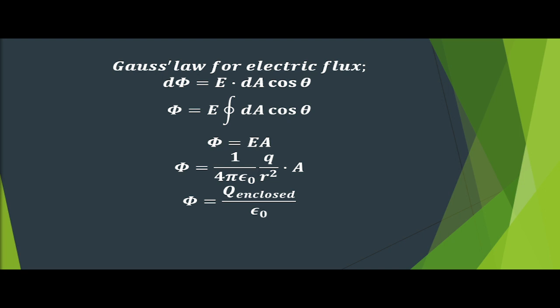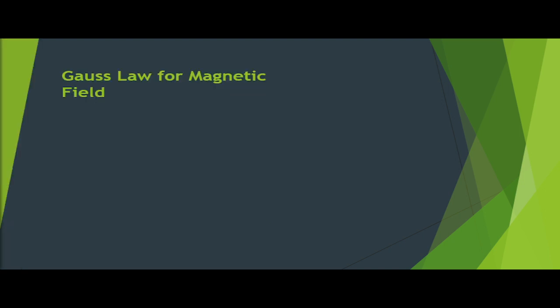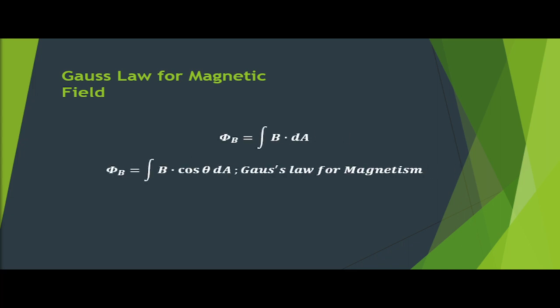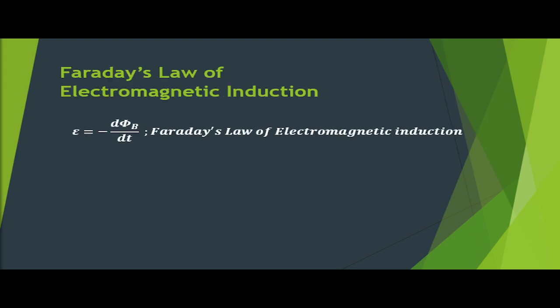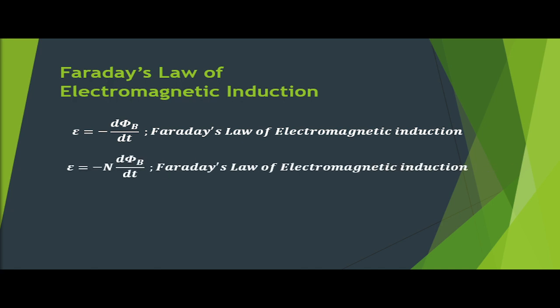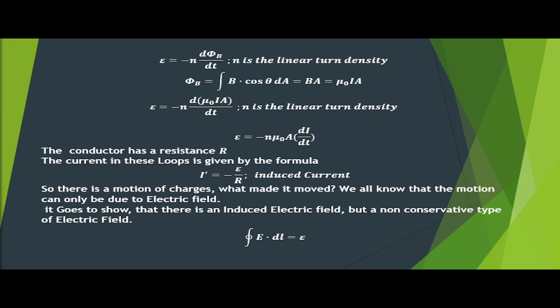Gauss also has his law for magnetism. You may think that there are also magnetic monopoles just like a lone charge, but none have been observed in nature. Gauss' law for magnetism states that the magnetic flux on a closed surface is equal to zero. We also know about the works of Michael Faraday, that a changing magnetic flux produces a non-conservative and changing electric field in empty space, an electromotive force and an induced current.